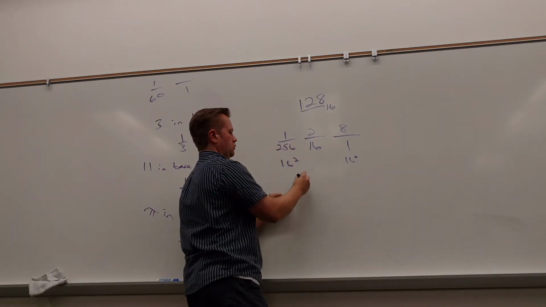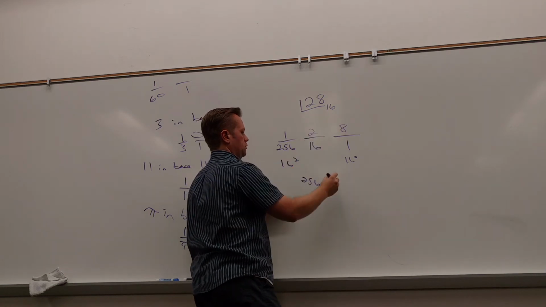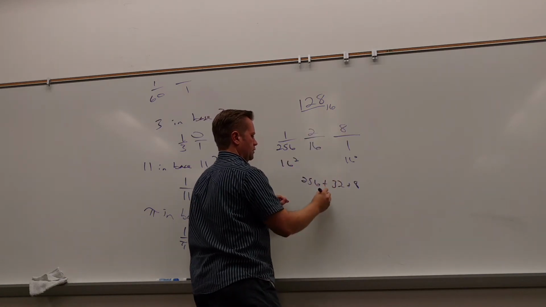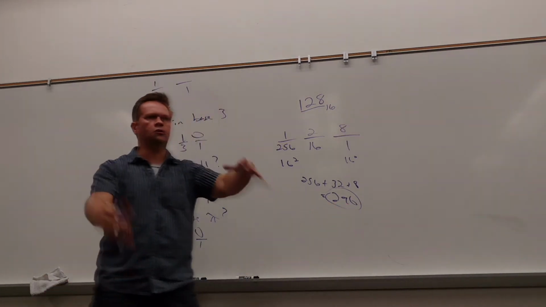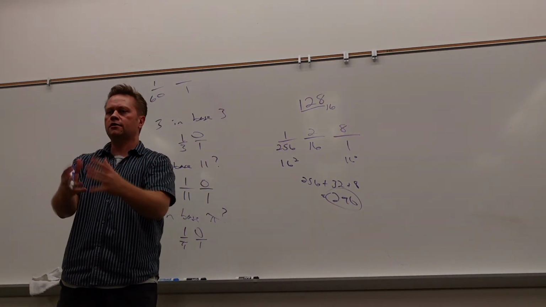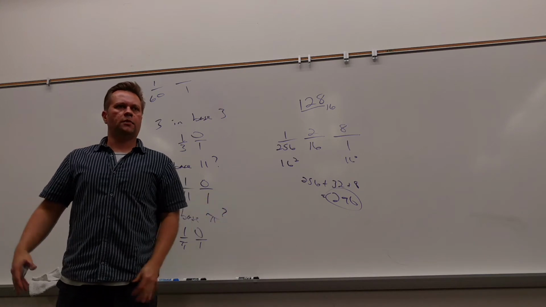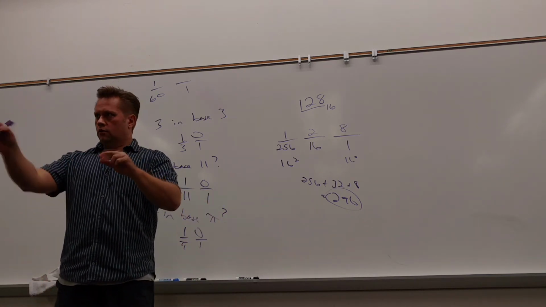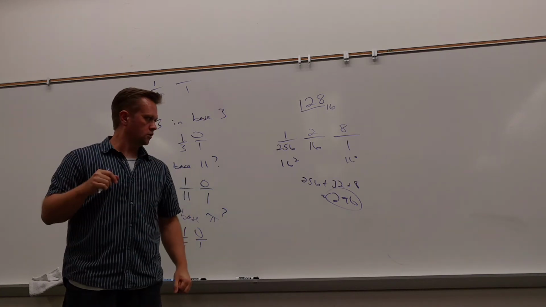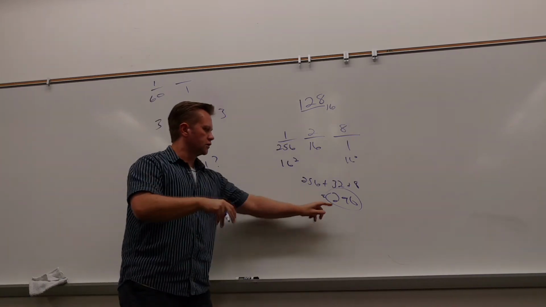So what do I get? 256 plus 32 plus 8, that's 296. And there's no little number on it, so I know it's base 10. I don't have to write a little 10. This is our base. We don't have to tell ourselves what it is. So you're saying 128 and 296 are the same? Yeah, I love it. There's an idea.